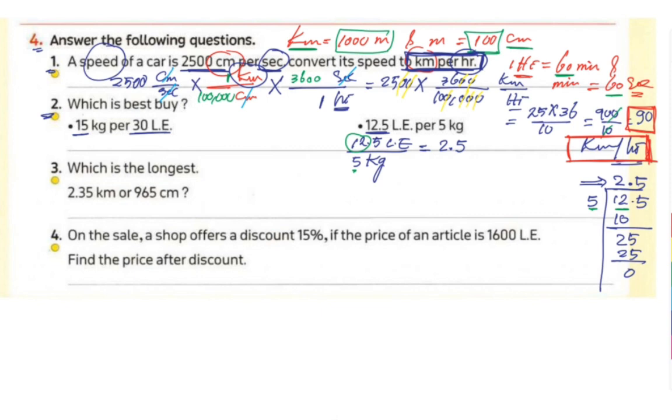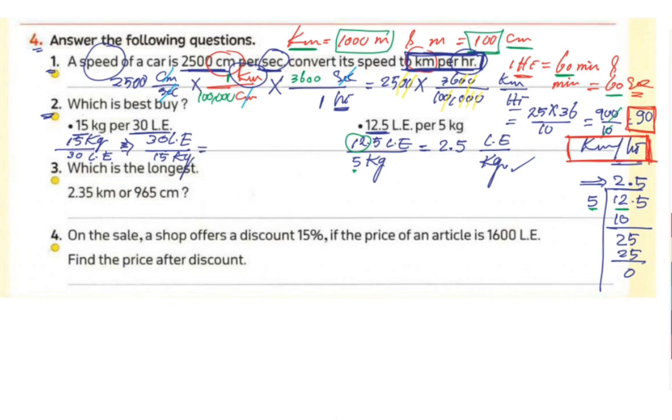But 2.5 what? Now I have LE per kilogram. That's the unit rate. I need to find the same unit rate here. I have 15 kilogram per 60 LE. Kilogram per LE here, LE per kilogram there. So make it the reciprocal, 60 LE per 15 kilogram.